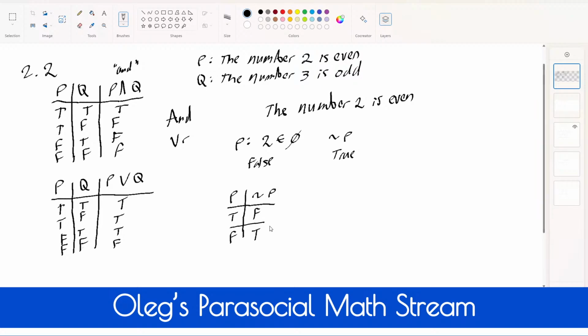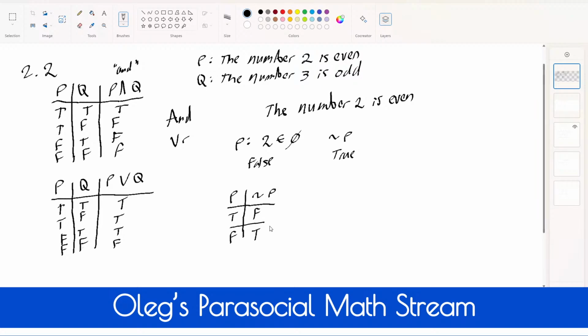The negation of a specific statement can be expressed in numerous ways. Consider P such that the number 2 is even. Here are a couple of ways of expressing a negation. Not P: it's not true that the number 2 is even. Not P: it is false that the number 2 is even. Not P means the number 2 is not even.